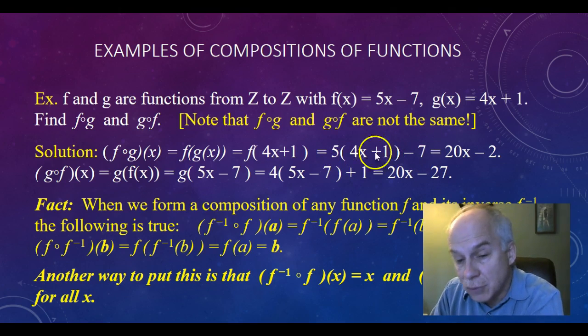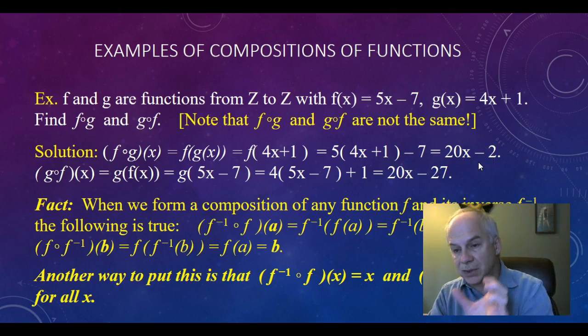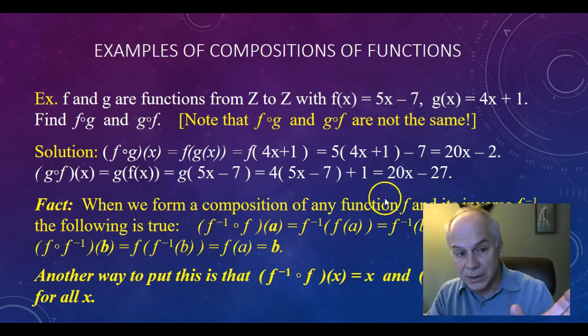So then if you distribute, you get 20x plus 5 minus 7. The 5 and the minus 7 becomes negative 2. So 20x minus 2 is the final composition function. All right, we composed it from the other two functions.